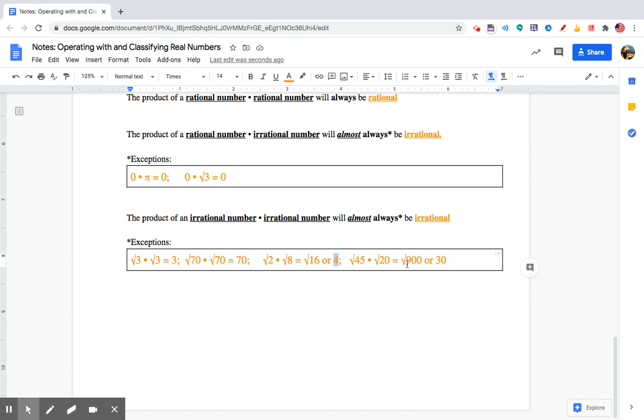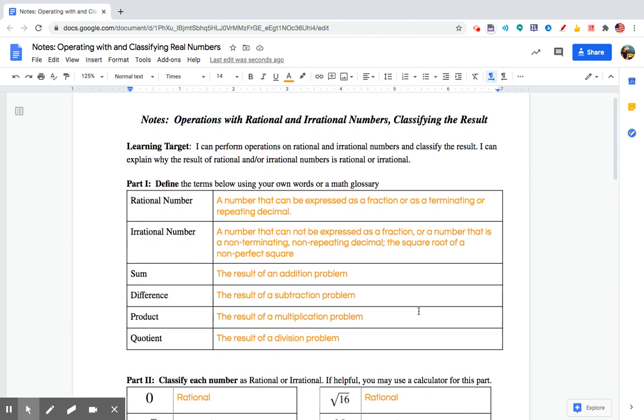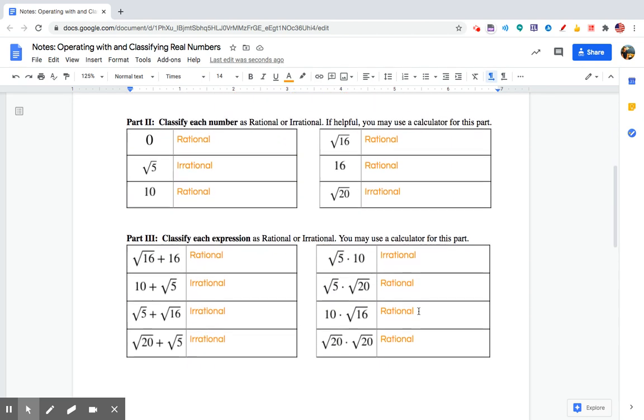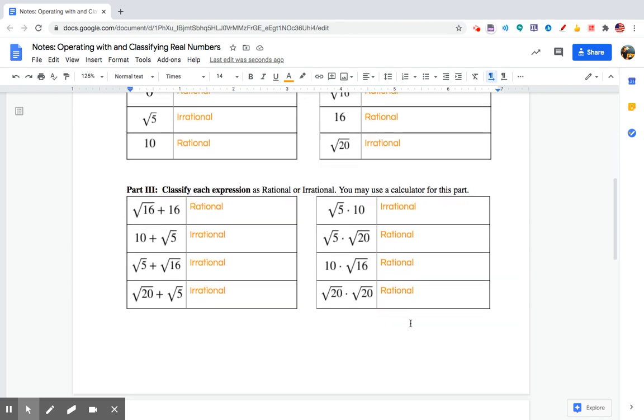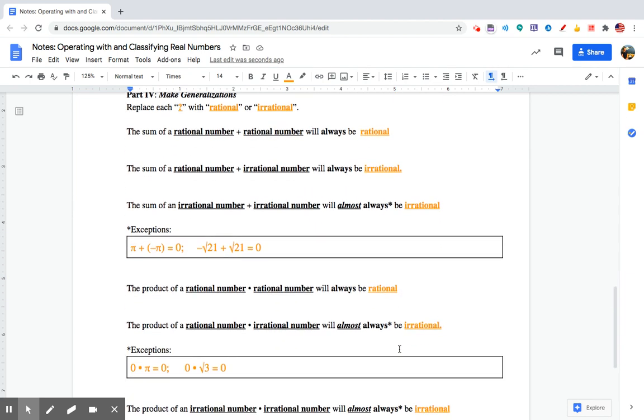So be careful here. There are quite a few exceptions. If I take the square root of 45, which is irrational, times the square root of 20, I'm getting the square root of 900, which is rational. So in this video, we reminded ourselves what we are talking about regarding irrational and rational numbers. We classified numbers. We looked at operating with those numbers and classifying the results. And we tried to come up with some generalizations.